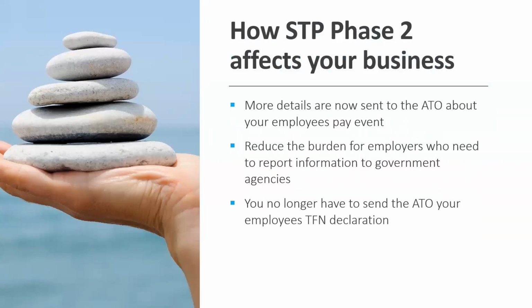STP Phase 2 will impact your business in a few minor but very important ways. So each time you process a pay run, all those additional details we just spoke about in the previous couple of slides will be sent to the ATO about each of your employees. You will no longer have to send the ATO your employees' TFN declarations. Your employees still do need to complete one, sign it and provide it to you, and you will need to keep it on your employee records.